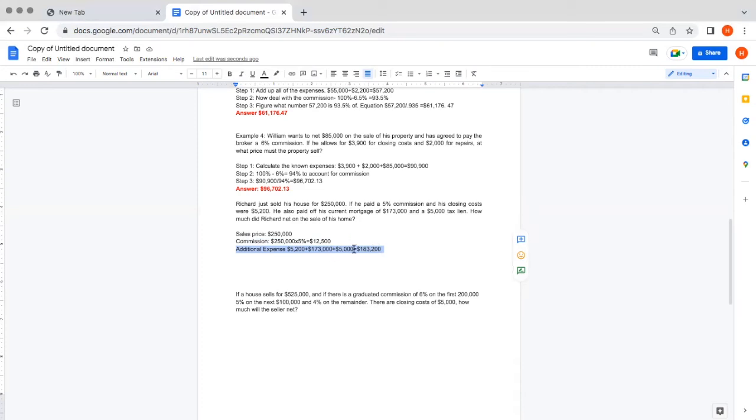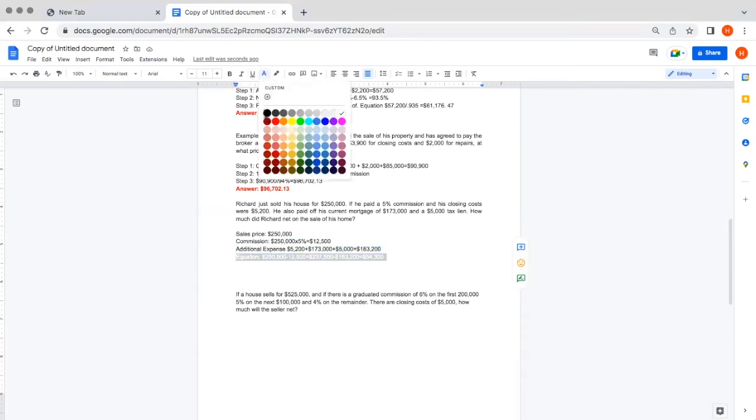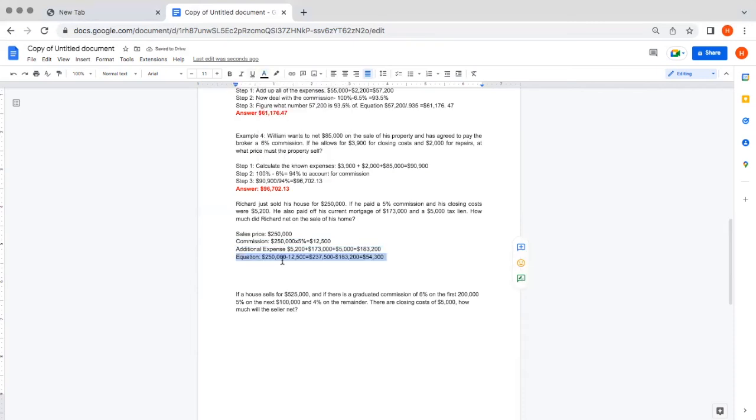Now, the commission was not in there, but we need to add the commission in there. So here's the other expenses. The equation is this here that you see below. The equation is 250,000 minus the commission, because we figured that out here, equals $237,500, right? Now, on this line, I did this a little bit different. I'm just showing you here. So we did that 237.5, that's with the commission out. And then we are going to deduct another $183,200, which equals $54,300. So the answer to this question is $54,300.